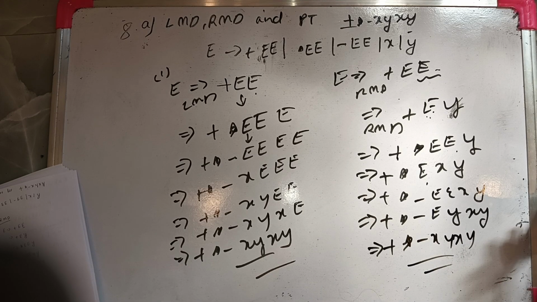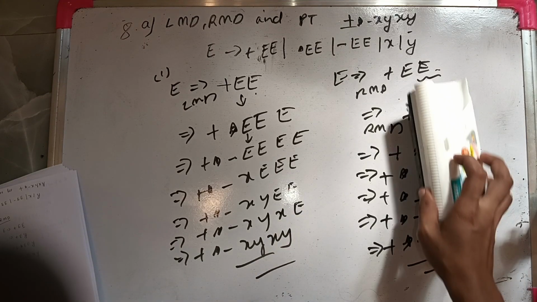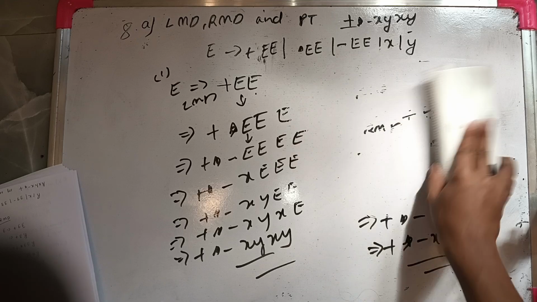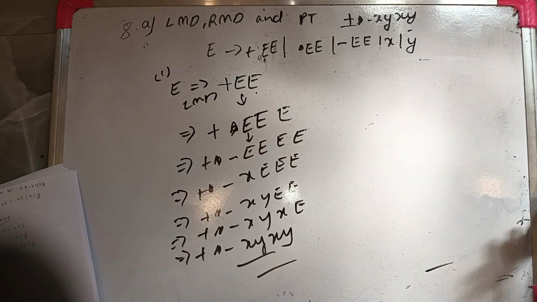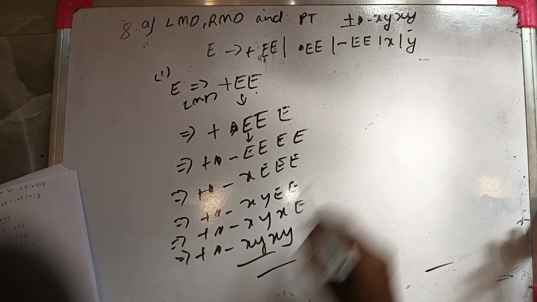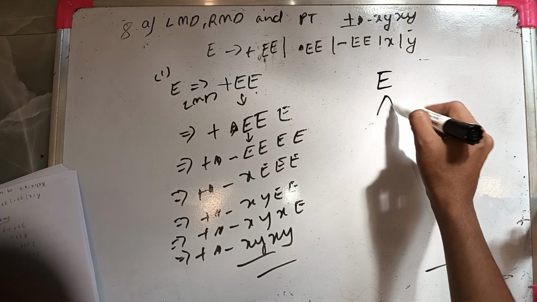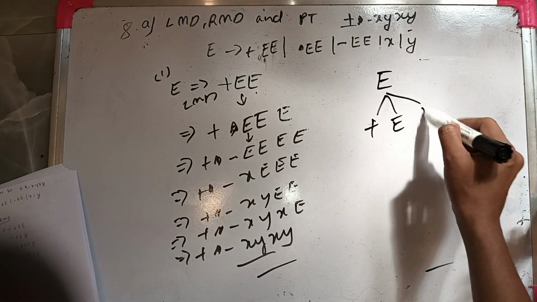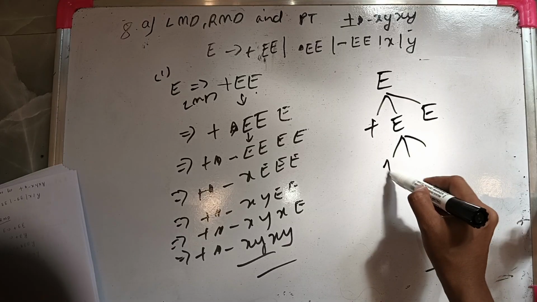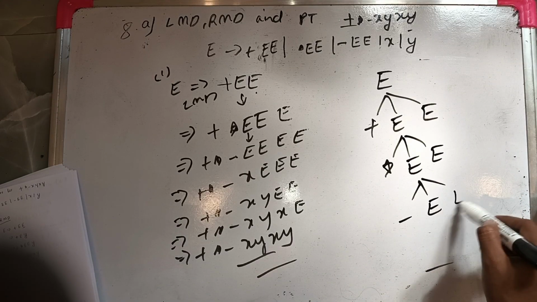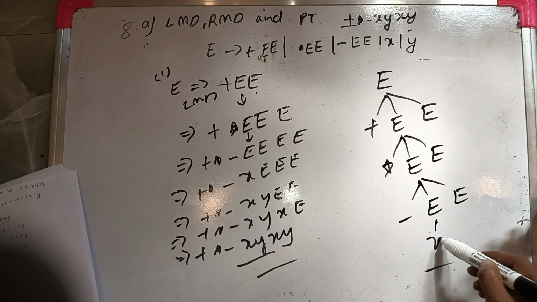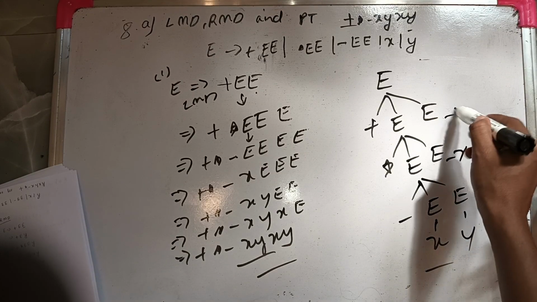Next, parse 3 I am going to write. You can write parse 3 for both, okay, or any one parse 3. I am using LMD. So E gives plus EE gives star EE minus EE. After that xy.